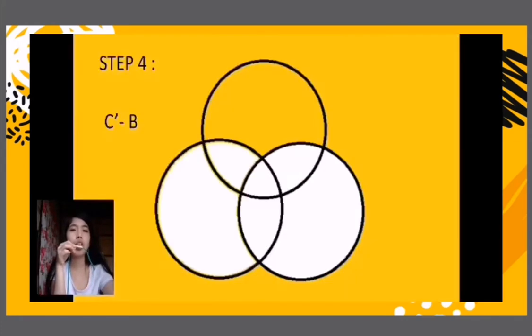So let's go to the other step, which is step 4. This is the illustration for C complement minus B. This is the A, this is the B, and this is the C. In this illustration, we can observe that almost all parts of it were shaded except for the B circle and C circle. That means all elements that are in the universal set but not in B.